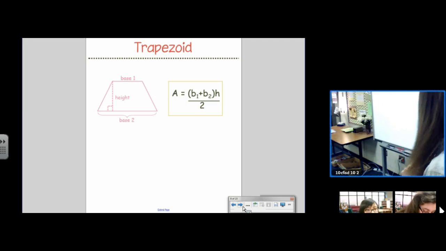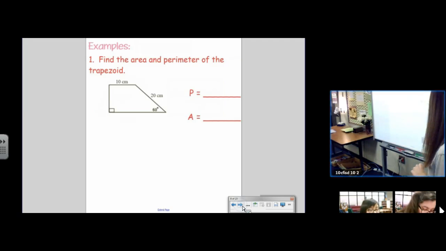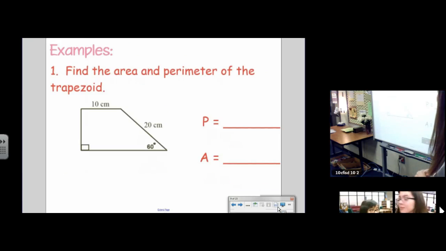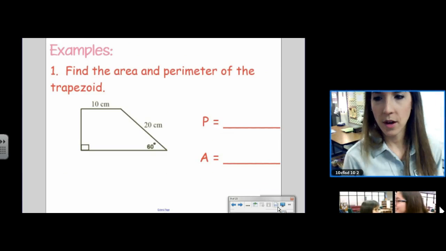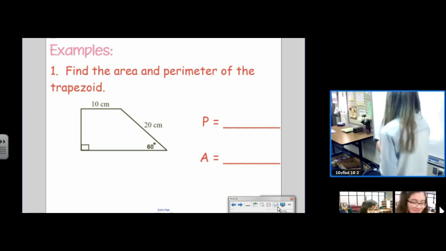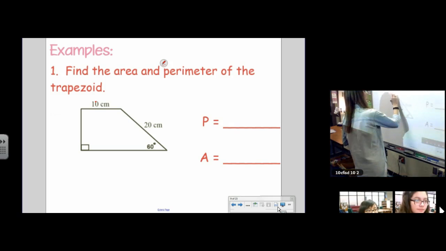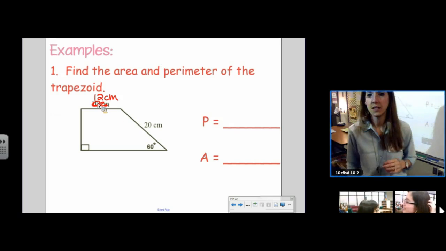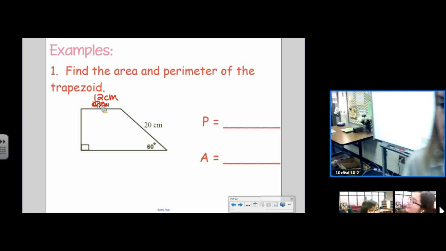All right, let's see if we can do some trapezoid problems. Go ahead and try this one. Find the area and perimeter of the trapezoid. Before you do it, I actually want to change something. There. I don't want that to be 10 for a reason. Okay, now you can solve this one.